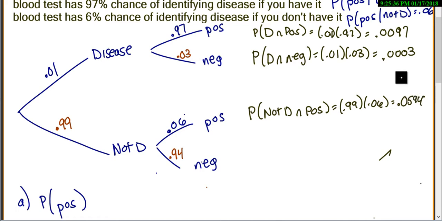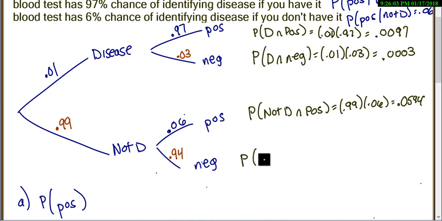0.0594. Now at this point you might be wondering something like, why do I have to do this? Why am I changing to this 0.0594 and not just going with the 0.06? So remember, this 0.06 is the probability that you get a positive if you know you're not diseased. This probability is now of all of the people, how many of them are not diseased and they get a positive test result out of all of the people, which is 0.0594.